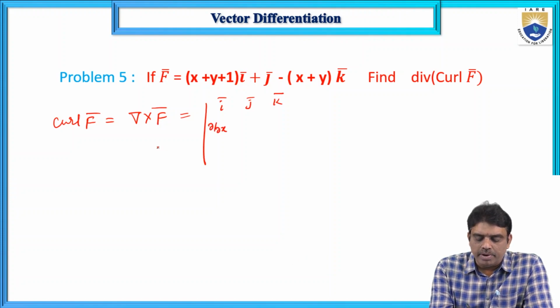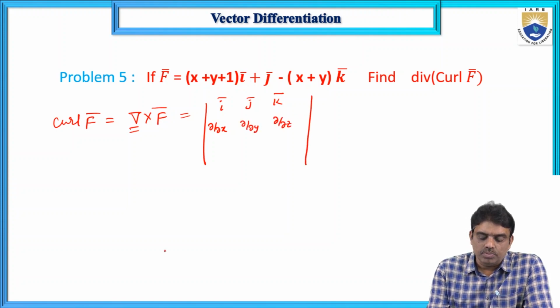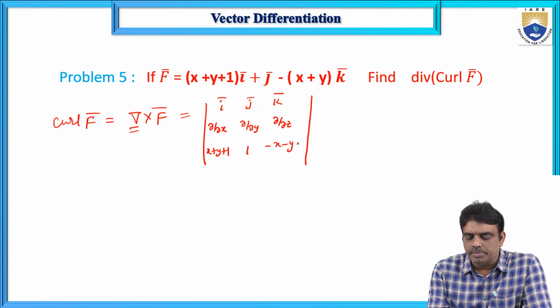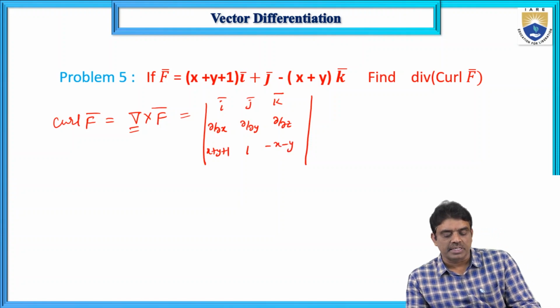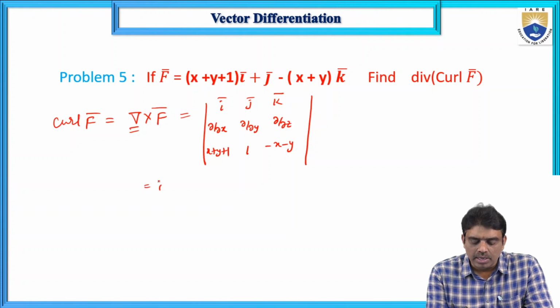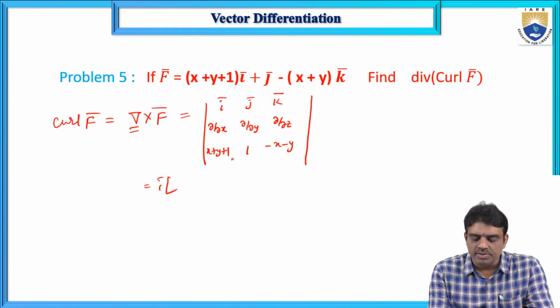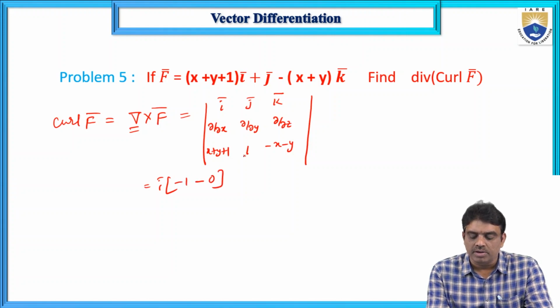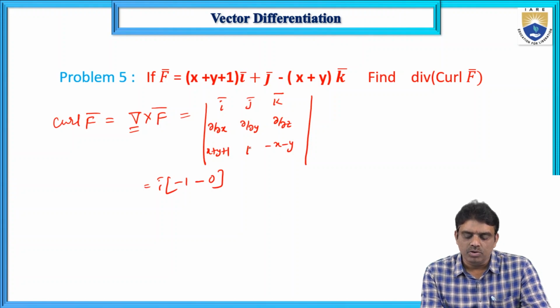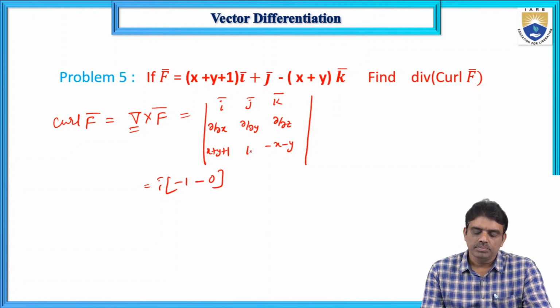Second row, the coefficients in del: dou by dou x, dou by dou y, dou by dou z, and the last row, the F bar coefficients: x plus y plus 1, and 1, and minus of x minus y, or minus of x plus y. Now i bar into dou by dou y of this one is minus 1, minus dou by dou z of 0. Dou by dou z of 1 is 0.